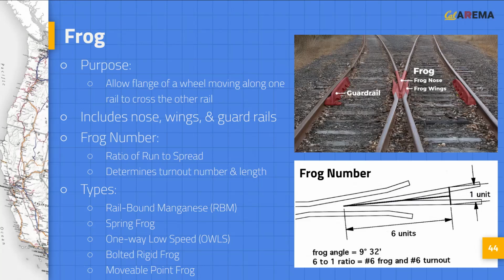The frog number is defined as the ratio of run to spread and determines the turnout number and length. There are many different types of frogs, including RBM frogs, spring frogs, OWLS frogs, bolted rigid frogs, and movable point frogs, and we will review them briefly.